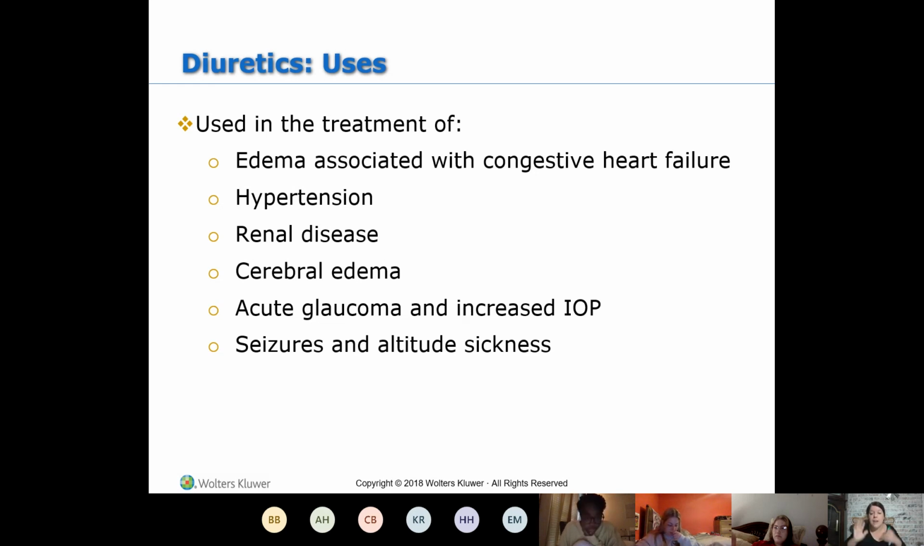So it would make sense that we're using diuretics to get rid of some of that excess fluid, right? Then the heart does not have to work as hard because it's not having to pump as much. Hypertension, we've already talked about. It makes sense that diuretics would be used in renal disease because our kidneys are not functioning as they should and need a little bit of assistance. We talked about cerebral edema, swelling of the brain; acute glaucoma, that's the pressure behind the eyes, increased intraocular pressure; seizures; and altitude sickness. Those are some of the uses of diuretics.